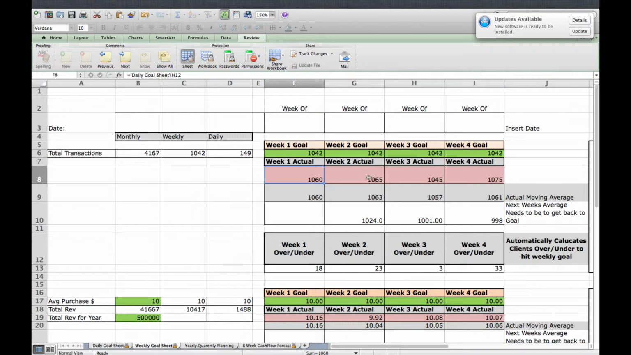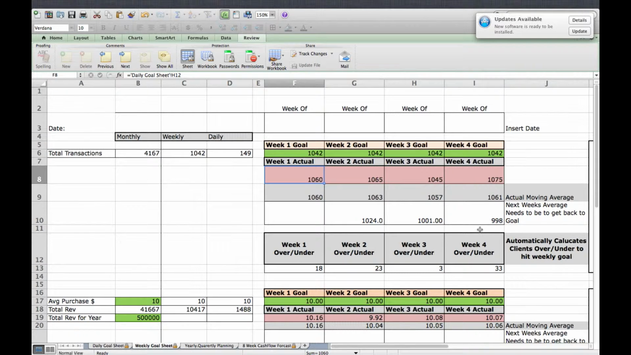And then what this does, this 1060, 1063, 1057, 1061, this then again is our moving average. So we know after week 1 our average was 1,060 transactions. After weeks 1 and 2, we know that our average number of transactions for those weeks combined was 1063. After week 3, we know our average amount of transactions including weeks 1, 2, and 3 was 1057. After weeks 1, 2, 3, and 4, we know the average transactions we had during those weeks was 1061.